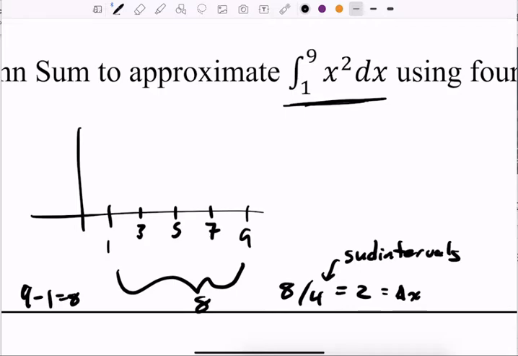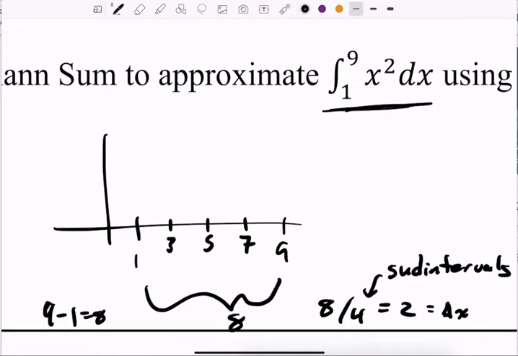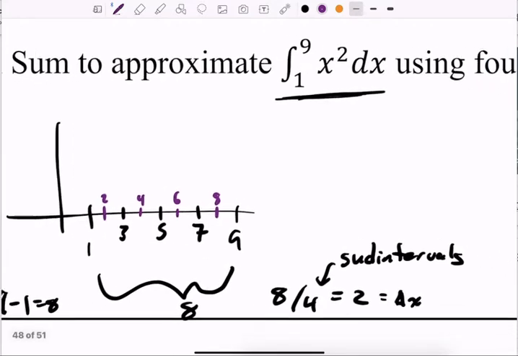Okay, and so now what I want to do is, since we're using midpoint, what number is in the middle of each of these? We have a 2, we have a 4, we have a 6, and we have an 8. Okay, the 2, the 4, the 6, and the 8, they're the ones that are going to determine the height of each of the rectangles. Okay, so we have 4 rectangles, right?